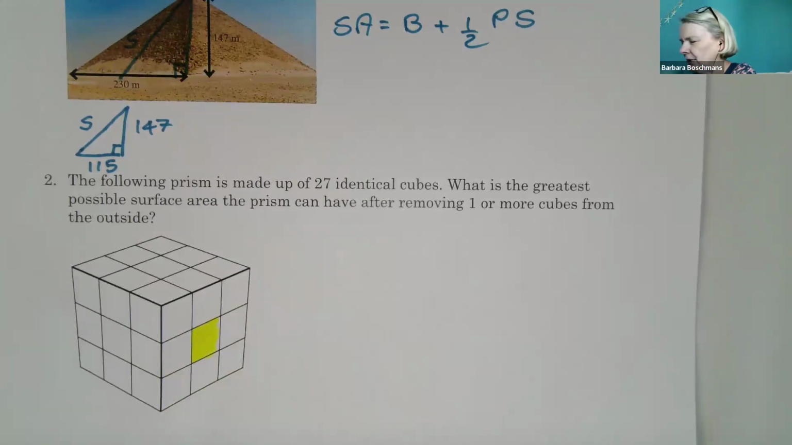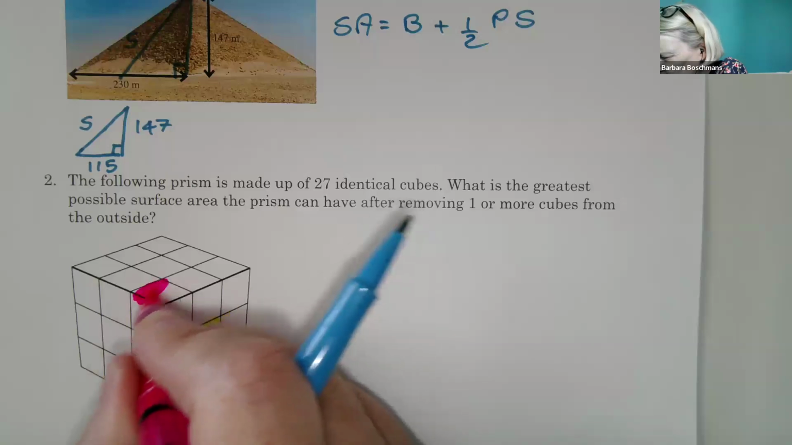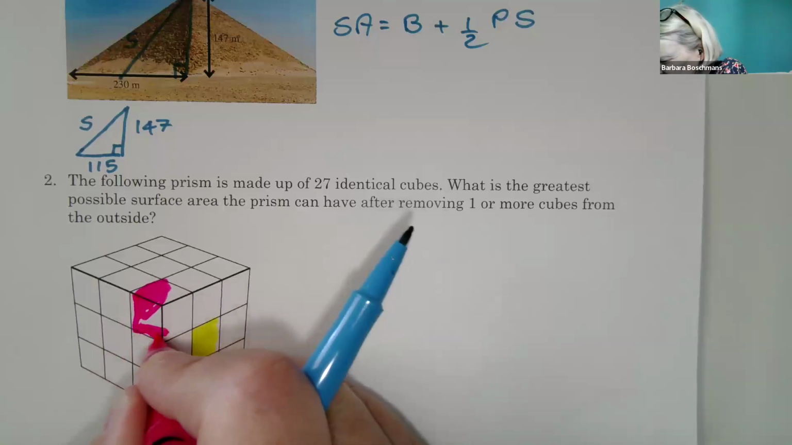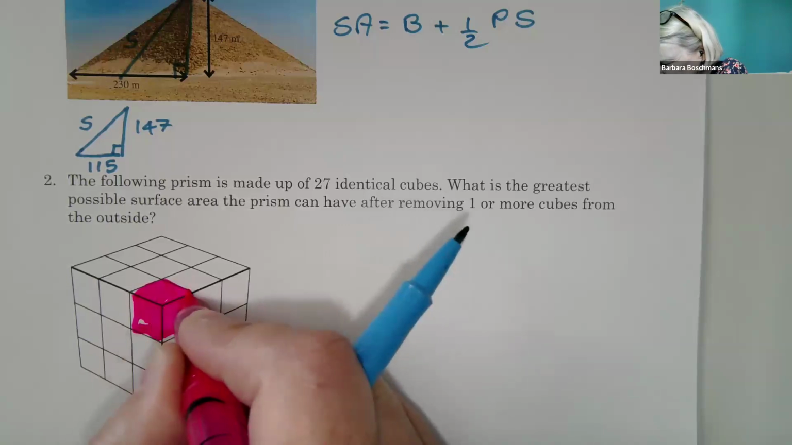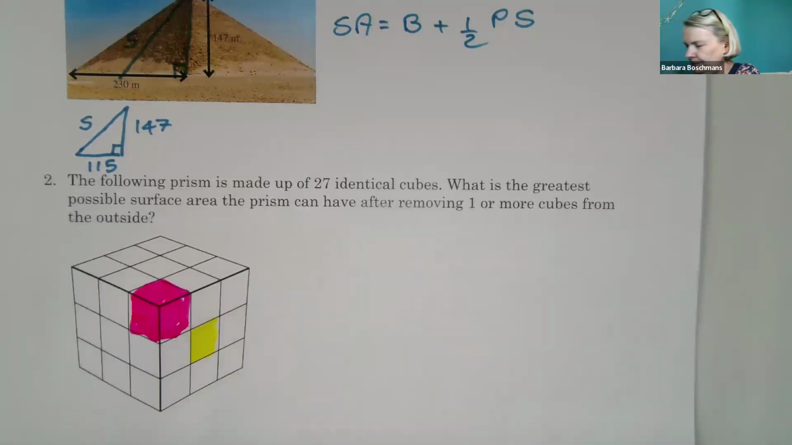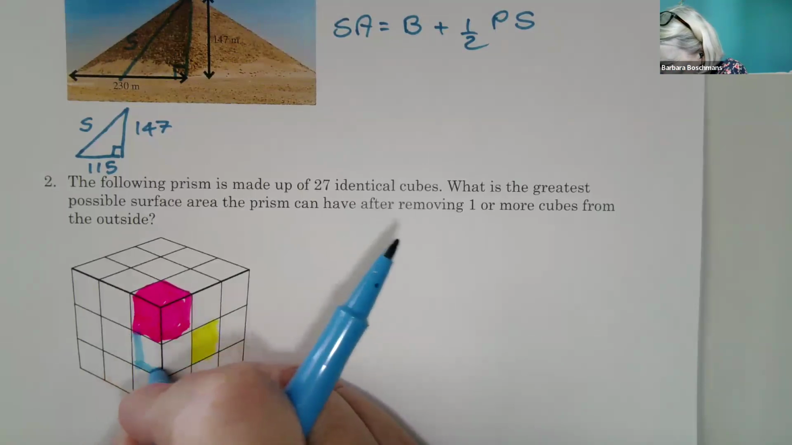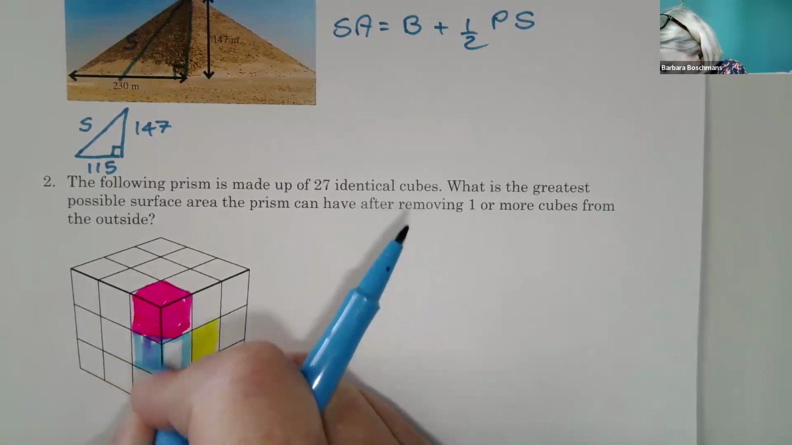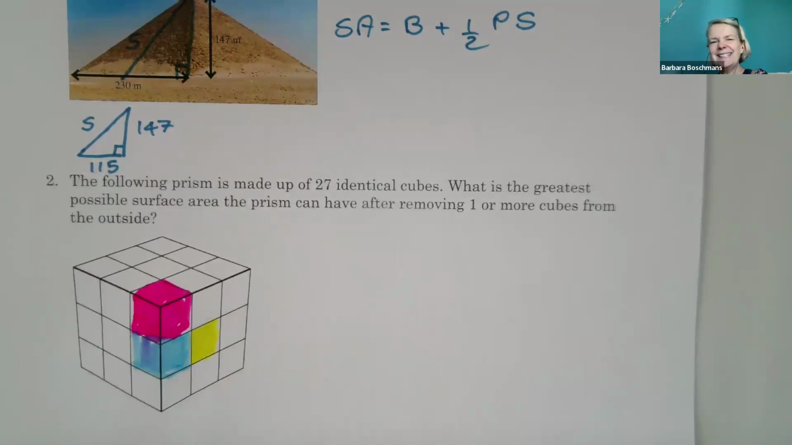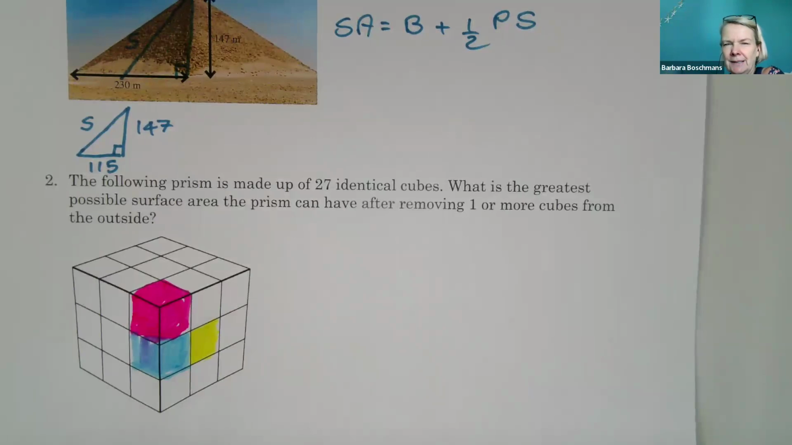That would be one option. You can remove one of these corner pieces. That's another option. And you can do that all over. And then the other one we could remove is one of these side pieces. So to me, there are like 3 different types you can remove. So figure out what the greatest surface area is if you remove one or more of these cubes.